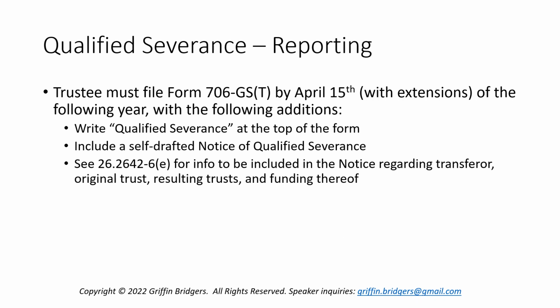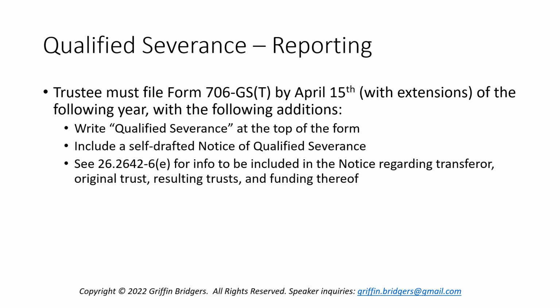If you're going to have a qualified severance, then what you must have the trustee do is file Form 706-GS(T) by April 15th, with extensions, of the year following the year of the qualified severance. So to do this, there is a procedure in the regs, which I'll direct you to, but the high points of it are that you have to write "qualified severance" at the top of the Form 706-GS(T). You have to include with that form a self-drafted notice of qualified severance. Now, there's a number of items of info that have to be included in that notice.